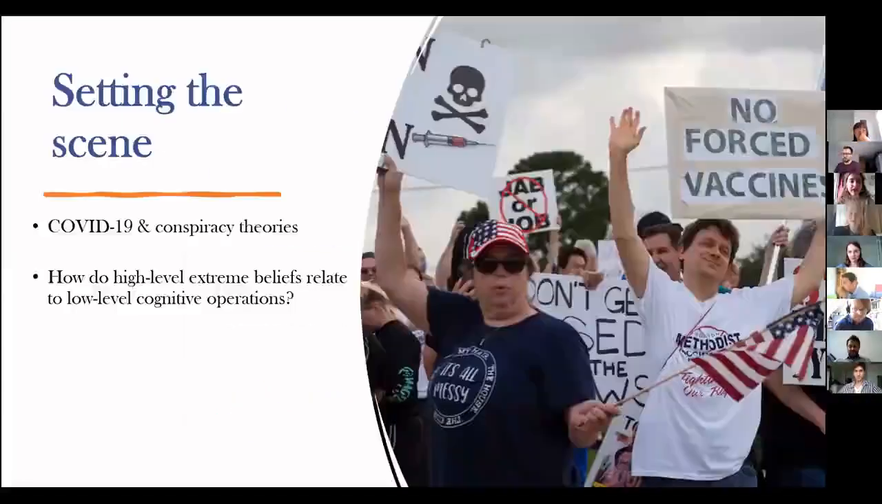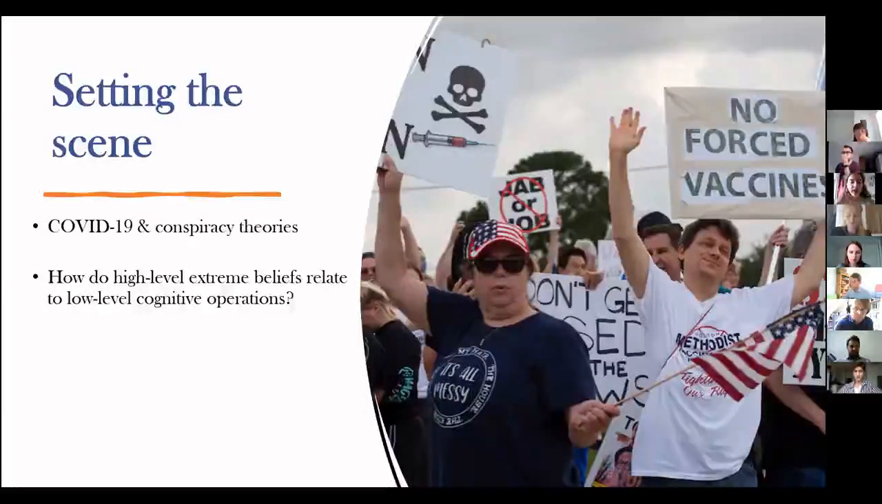So with the current situation, it has become clear that individuals form ideas and impressions about the world in a different manner than others. Some form strong beliefs and adopt extreme ideologies, such as the denial of the effectiveness of vaccines, while others do not. And we were wondering, why do some people seem more susceptible? And this points to a bigger question, namely, how do high-level extreme beliefs relate to low-level cognitive operations? And this is exactly what we are interested in.